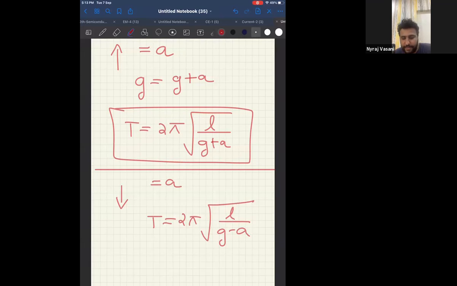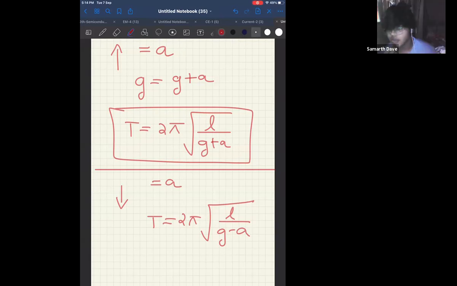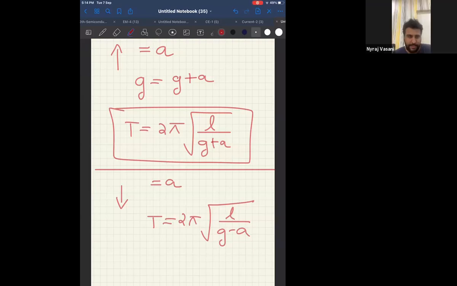Now, the last case. Yeah, Samar, you're saying something about some special case. Tell us. Yes, sir. Sir, what if the constant acceleration, which is downward, is equal to the acceleration due to gravity? Yes, that is the last case, correct.